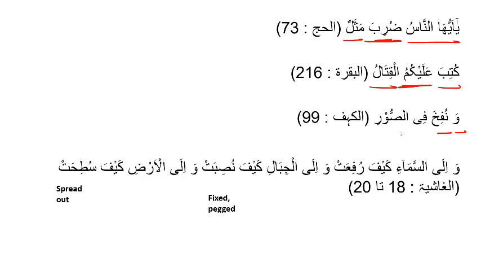Wa nufikha fissuri. Nufikha is blown. Again, this is passive. Fissuri is basically the trumpet or in the trumpet. Wa ilas samai kaifa rufiyat. And towards the heavens, kaifa rufiyat. How they have been raised. This is passive. Wa ilal jibali. And towards the mountains, kaifa nusibat. They've been pegged. Again, this is passive.